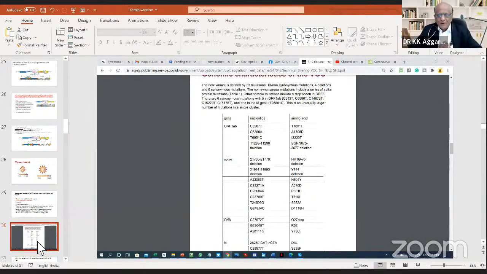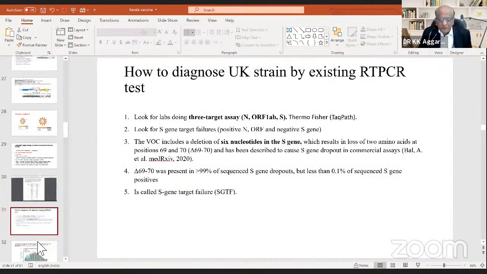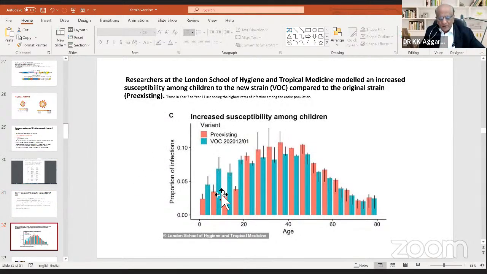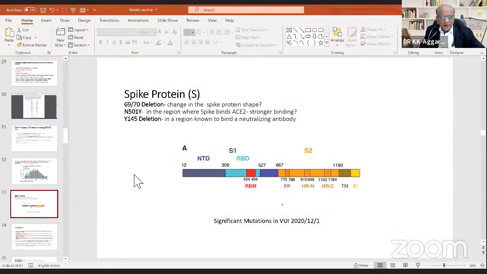So how to diagnose the UK strain by existing RT-PCR technology? If you do, the patient will show all genes positive, but the S gene will be negative. So in your country, if you find that your patient has S gene negative and other genes positive, this is the UK strain because of the 69-70 deletion. And the UK strain is causing more cases in the age group 7 to 11. Now, these are the areas.